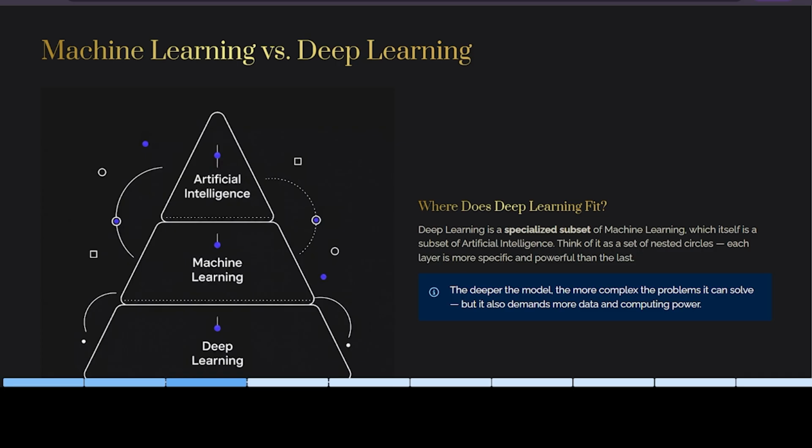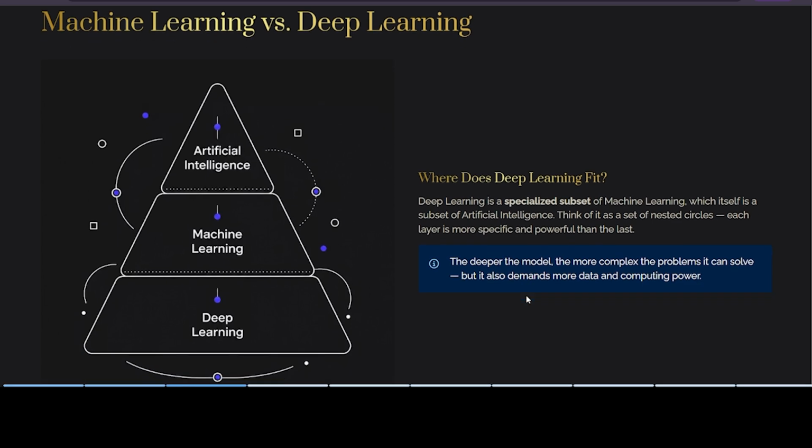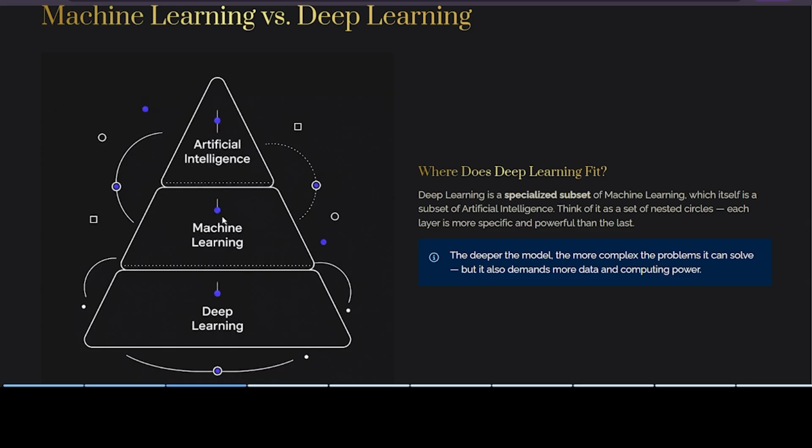To understand deep learning, we need to know where it fits in the grand scheme of technology. Think of it like a set of nested circles. See the image like a nested circle, okay. There are three circles. The outermost layer is artificial intelligence, which basically enables the computer to act like human behavior. The next one is machine learning, which is a subset of AI, that means it sits inside the AI, okay.